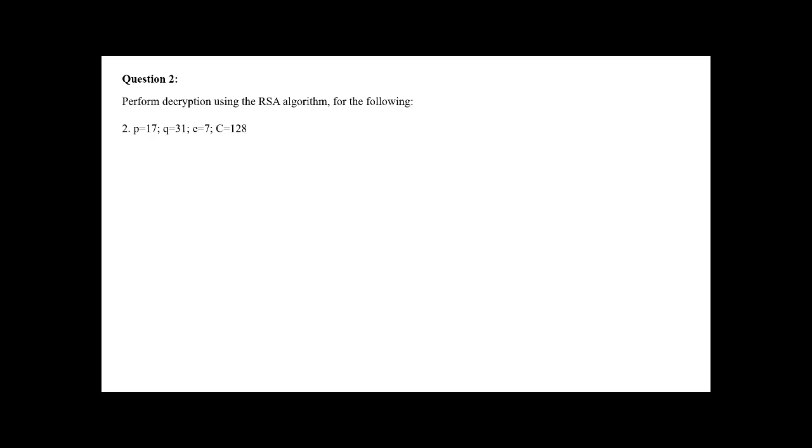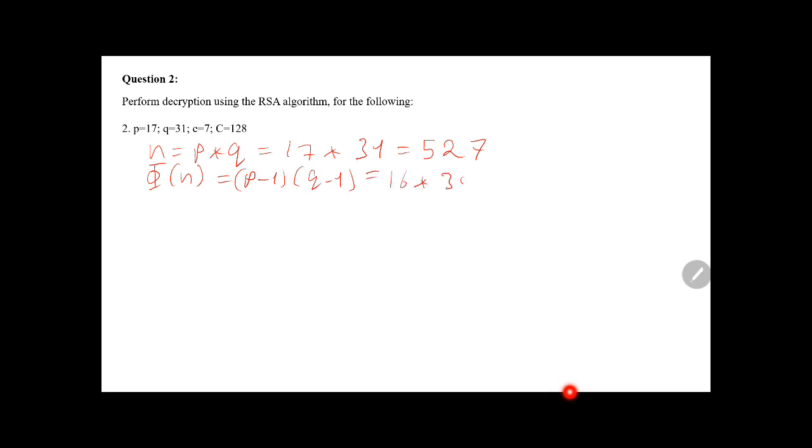So the first thing that we need to get is the N. We get our N, which is P multiplied by Q. So it's 17 multiplied by 31, which is equal to 527. And we get our Euler totient, which is Euler totient of N, which is P minus 1 multiplied by Q minus 1, which is 16 multiplied by 30, which is equal to 480.